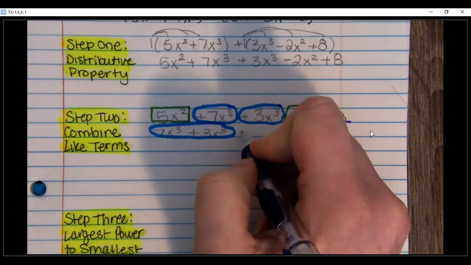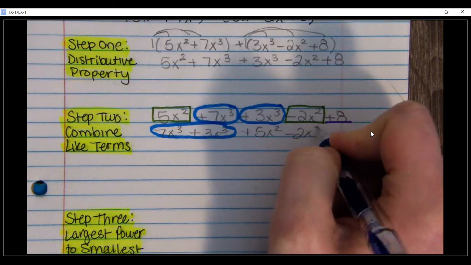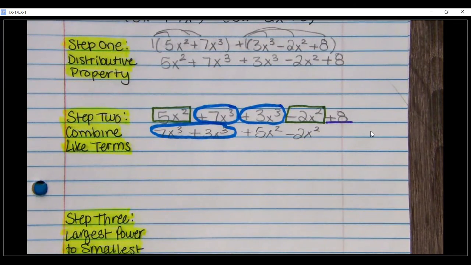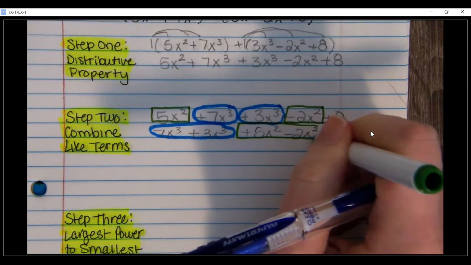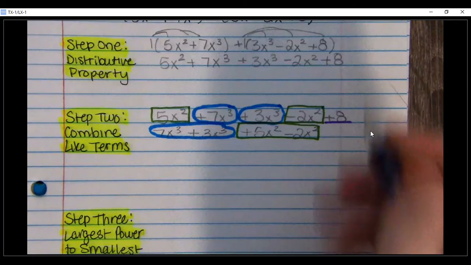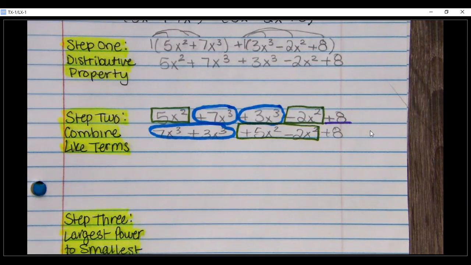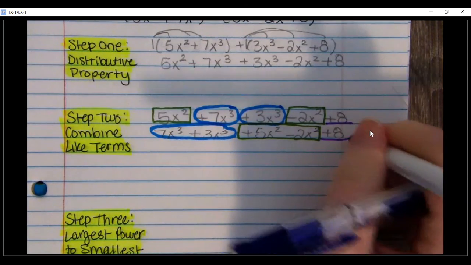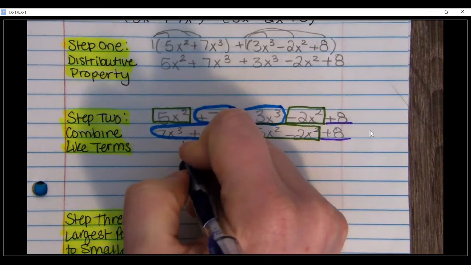And then I have a positive 5x squared and a negative 2x squared. Those two need to be combined as well. And then my positive 8. And then taking the math, let's go down and do it.